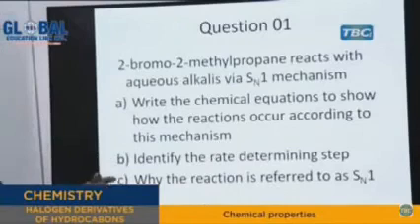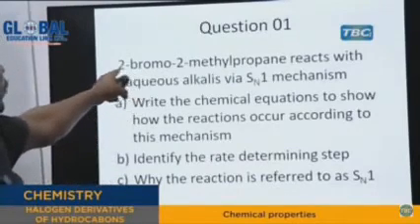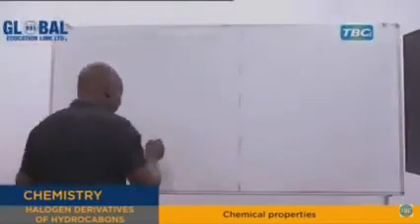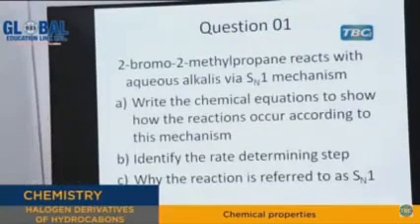By answering that question, let us start by writing the formula of 2-bromo-2-methyl propane. 2-bromo-2-methyl propane, our longest chain is propane, so it has 3 carbon atoms.